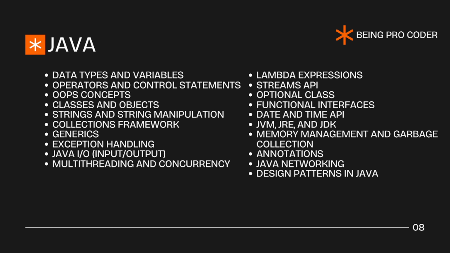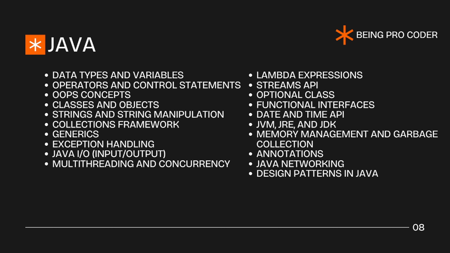Multi-threading and concurrency are like running multiple threads to execute a task concurrently. Lambda expressions are also a very concise syntax to define single method functions. Stream APIs provide a functional approach to process data streams. Optional class is a container object to handle null values safely.